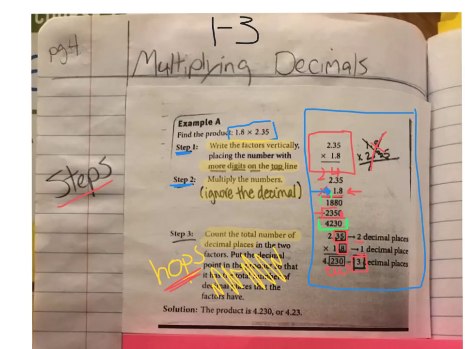So now our final answer down here, it's 4.230, but we can go ahead and drop that 0, because that 0 at the end, we don't need that. We can just make it 4.23. So that's the 3 steps that we're going to follow every time. Write them up and down, biggest number on top, ignore the decimal while we multiply, and then at the end, we'll go and circle those numbers and figure out how many hops we have to do.